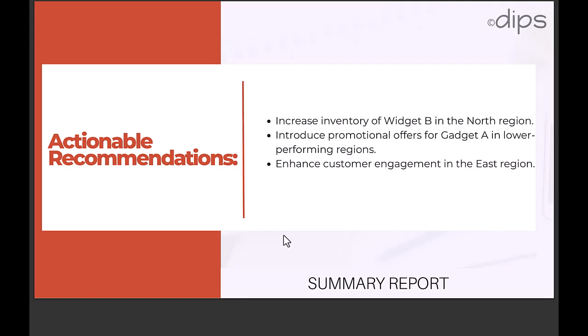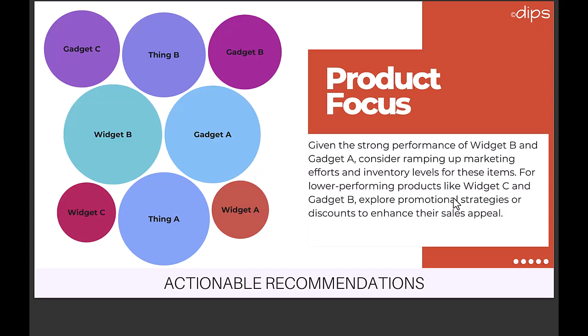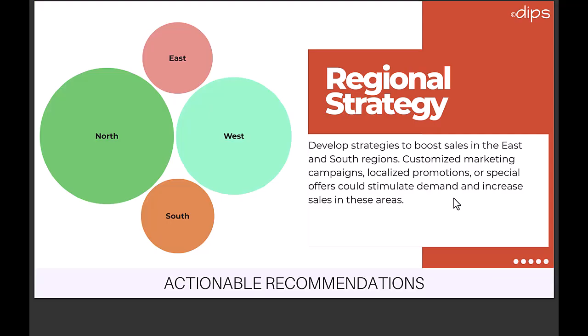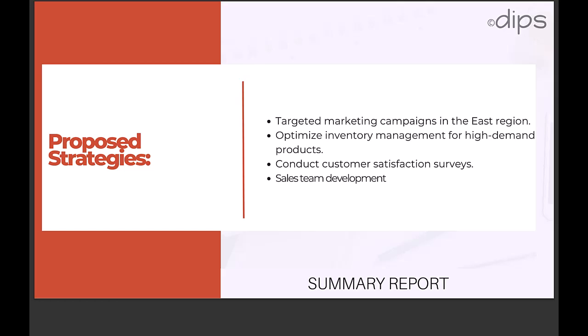We recommend increasing the inventory of Widget B in the North region to meet the high demand. Introduce promotional offers for Gadget A in regions with lower sales to boost performance. Enhance customer engagement strategies, particularly in the East region, to drive sales growth. Launch targeted marketing campaigns specifically in the East region to tap into its potential. Optimize inventory management to prevent stockouts, especially for high-demand products like Widget B.